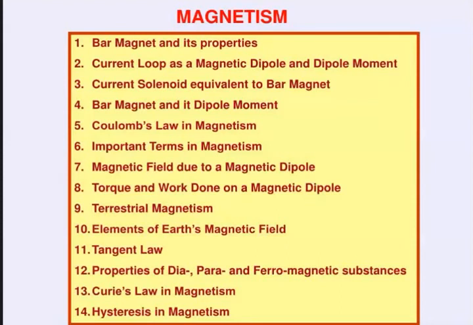And torque and work done on a magnetic dipole when placed in an external magnetic field. Thereafter, terrestrial magnetism and elements of Earth's magnetic field, tangent law, and property of dia, para and ferromagnetic substances.